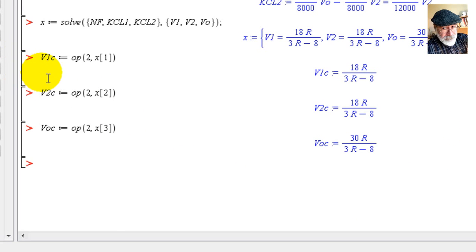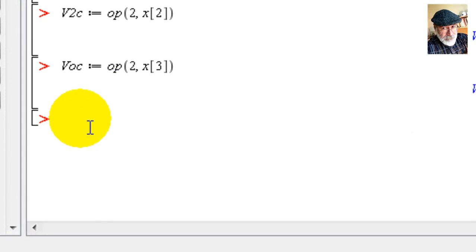There are our variables: V1 calculated, V2 calculated, and V0 calculated. Those are not the same variables that we used in the solution. Those are unknowns. Those are flexible. These are names we are using, defining them with the result of the solution this way. And now we can compute the output current.